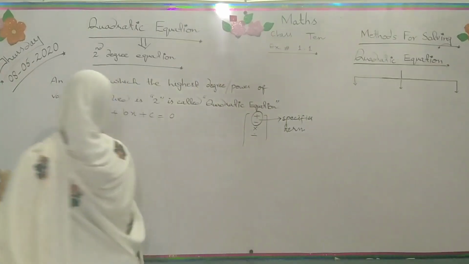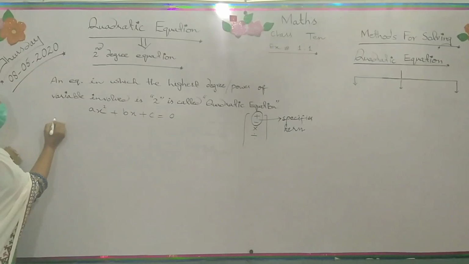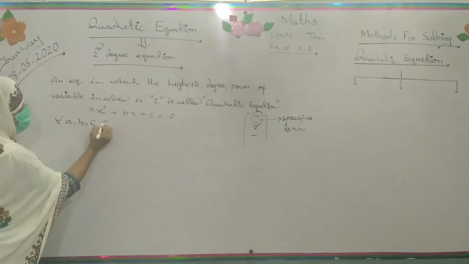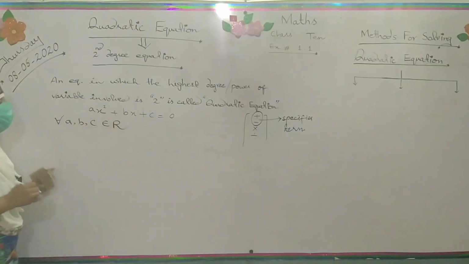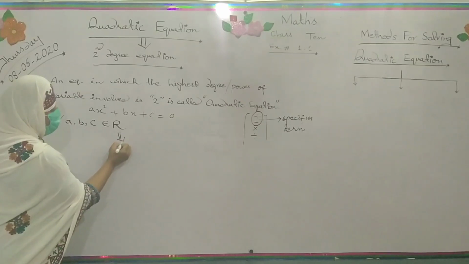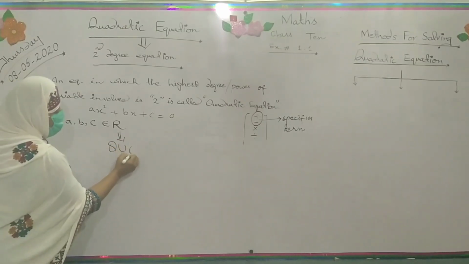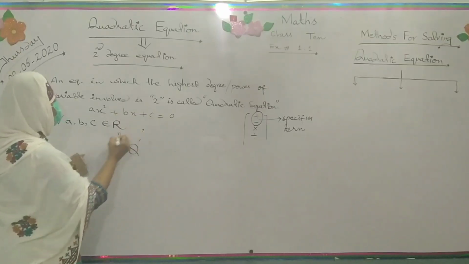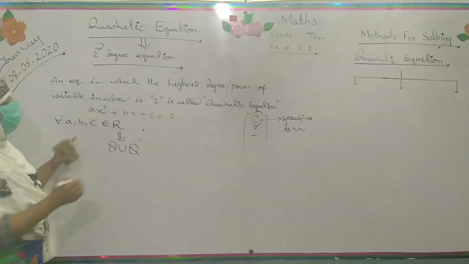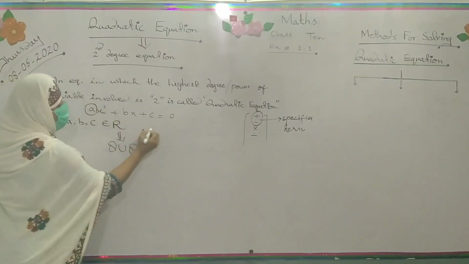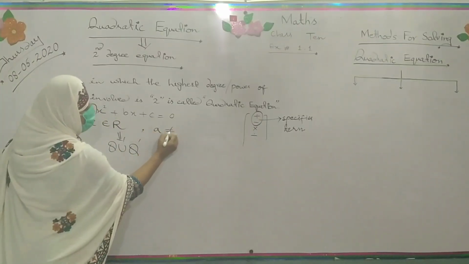Now, what are a, b and c? For all a, b, c belong to R. And what is R? R is real numbers, and you know real numbers are the union of rational and irrational numbers. And the condition which makes it quadratic is that a, the coefficient of x², must not be equal to 0.